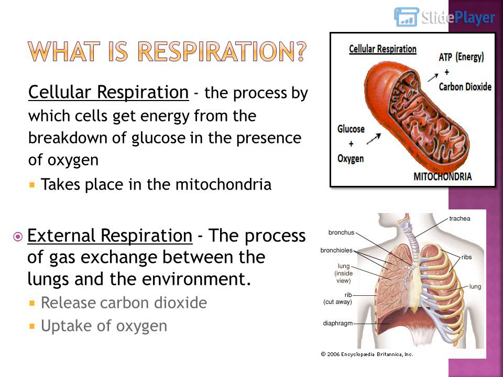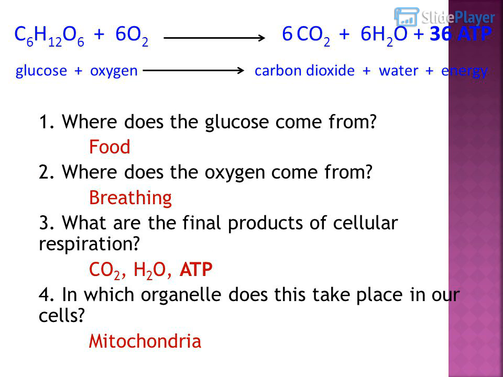What is respiration? Cellular respiration, the process by which cells get energy from the breakdown of glucose in the presence of oxygen, takes place in the mitochondria. External respiration, the process of gas exchange between the lungs and the environment. Release carbon dioxide. Uptake of oxygen. Glucose plus oxygen, carbon dioxide plus water plus energy.